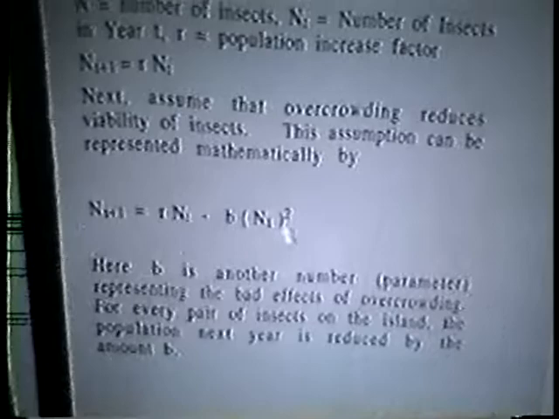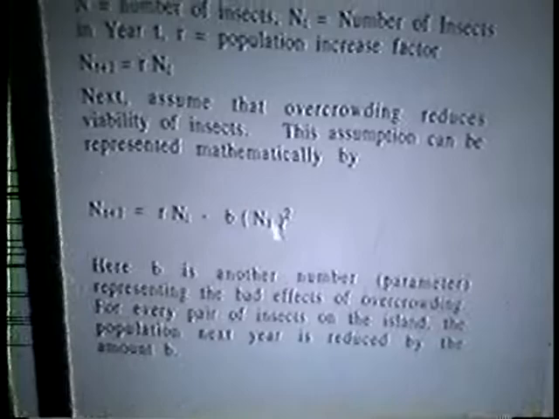That number of interactions is the number of insects squared, or more technically, n times n minus 1 over 2, but who cares about more technically? Let's call it n squared. Okay. That number of interactions then reduces, so the minus sign is there, if b is a positive constant, that reduces the number of insects we will get in the next year.